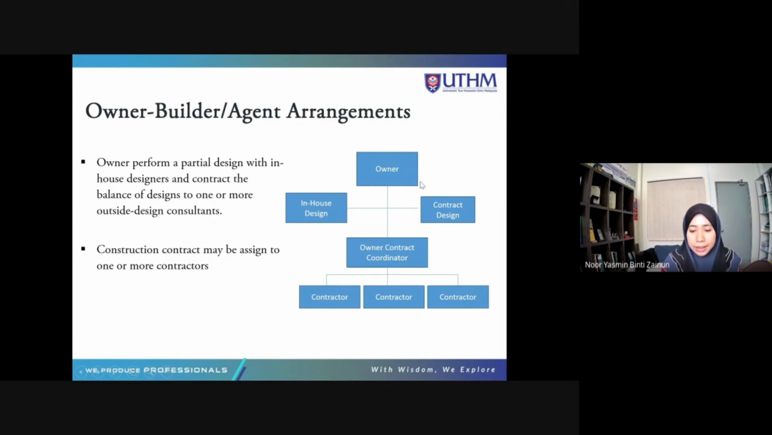The owner will have communication with the in-house design and also the contract design, and then they will hire the owner contract coordinator, which will hire the contractors below. Okay, so the risk is under this owner contract coordinator. That's why they're agent arrangements.